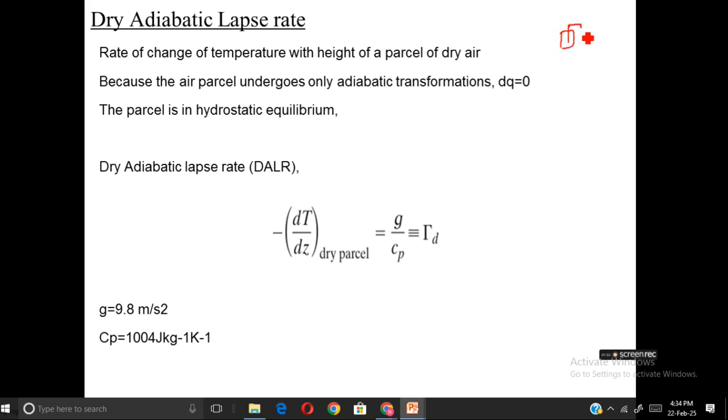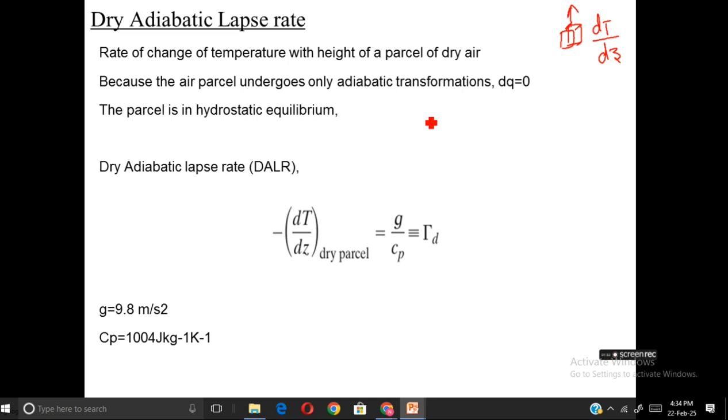Suppose we have a parcel of air which is moving up in the atmosphere. We are going to find how the temperature of the parcel changes with respect to height. So we are basically going to find out dT by dz.